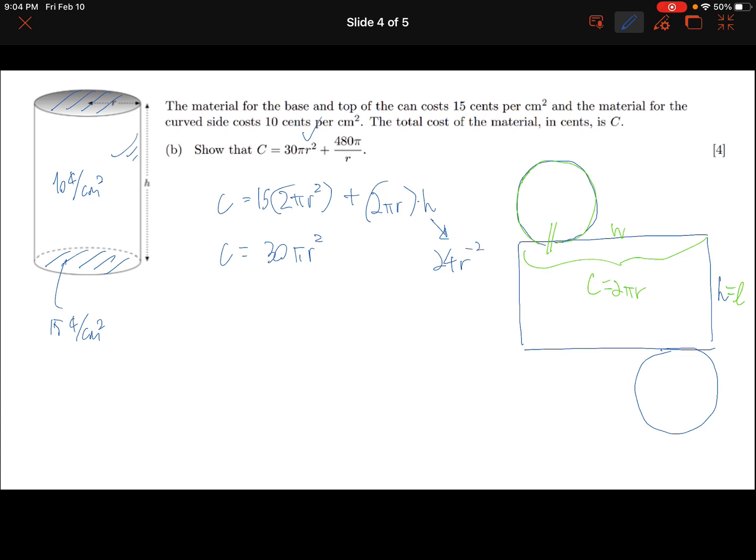24r to the negative 2. It's better to double check these kind of things. And we're going to multiply that by 2 pi r. Again, we don't want to change that first term because it's already in the required view. The next one, we have to get into the 480 pi over r view, or that form. So we're going to multiply the coefficients where we get 2 times 24.